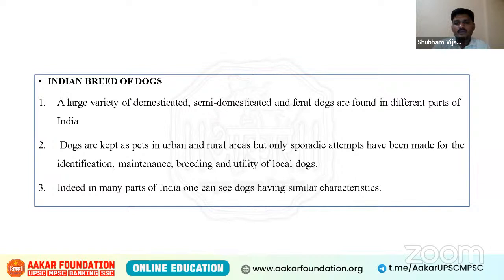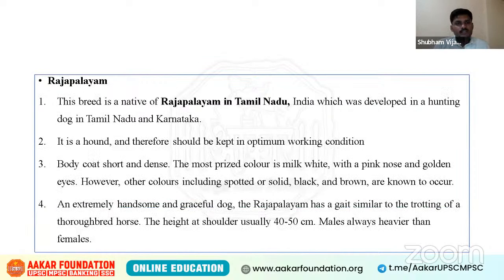So distinguishing among them is a very difficult task, as most of the dogs share similar characteristics. So first of all, here we are now in the Indian dog breeds chapter. Starting with the first dog, that is the Rajapalayam. This breed is native to Rajapalayam in Tamil Nadu.